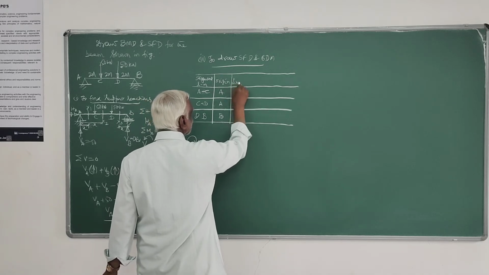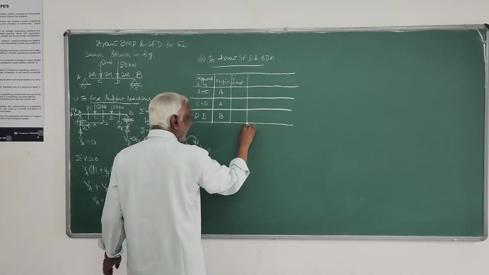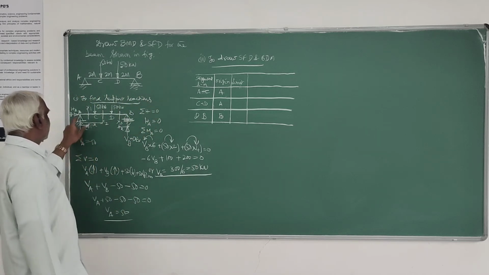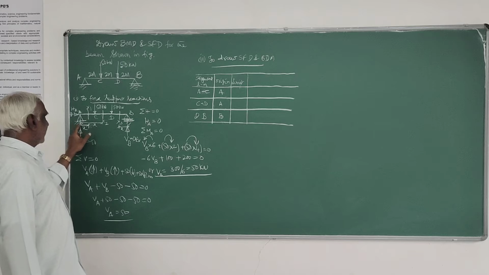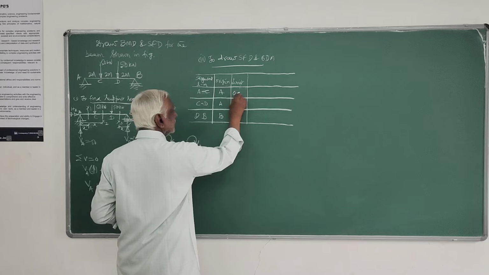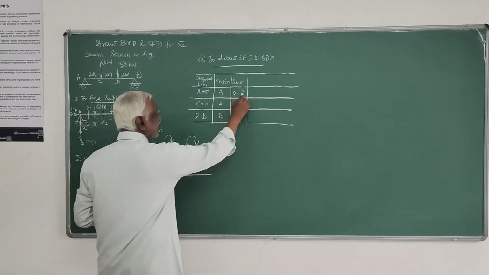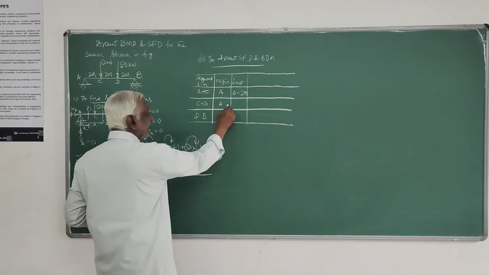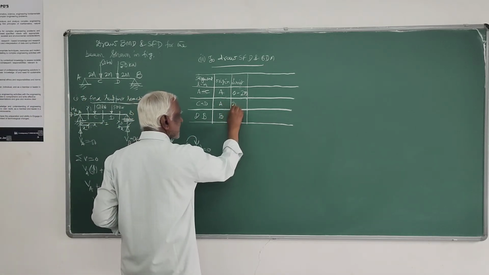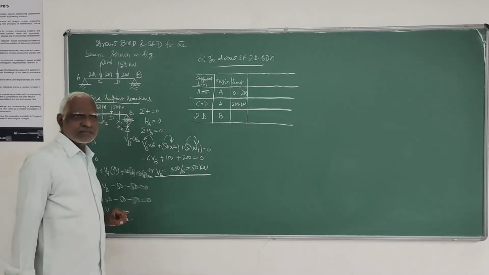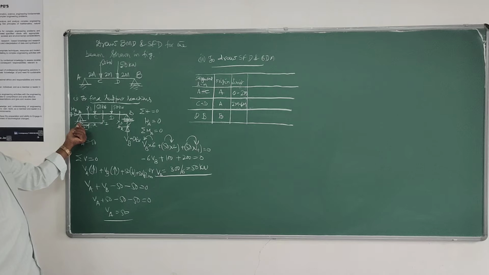Then you mention the distance varying length for that particular segment. From A to C, the distance varies from x equals 0 to x equals 2, so 0 to 2 meters it varies. Then for the CD portion, it varies again. Origin is taken as A, so it is 2 to 4 meters. Origin is A, so A is 0, and C point is 2 meters.